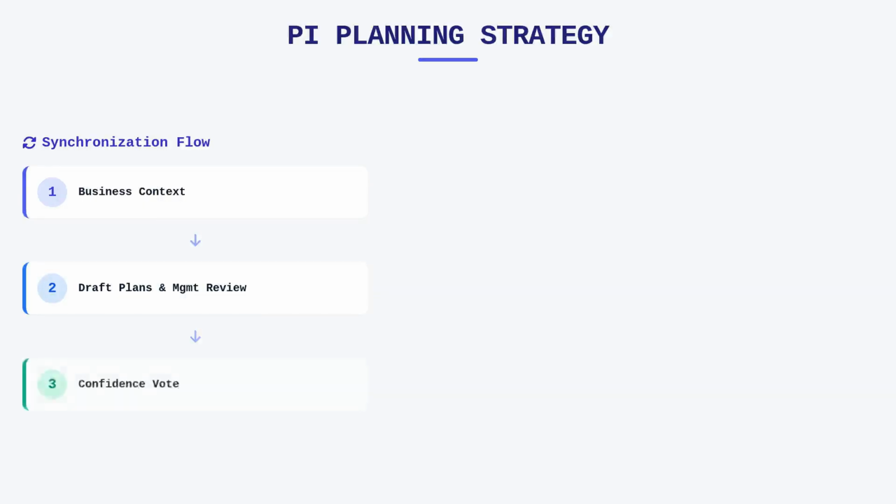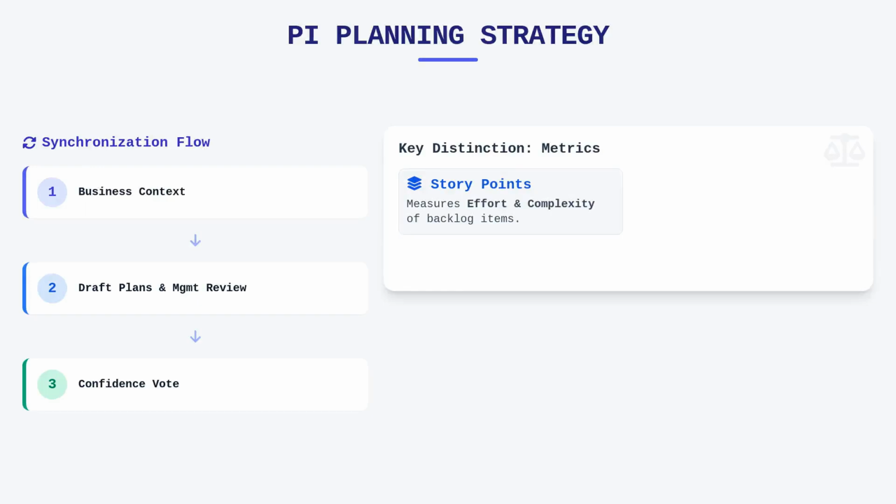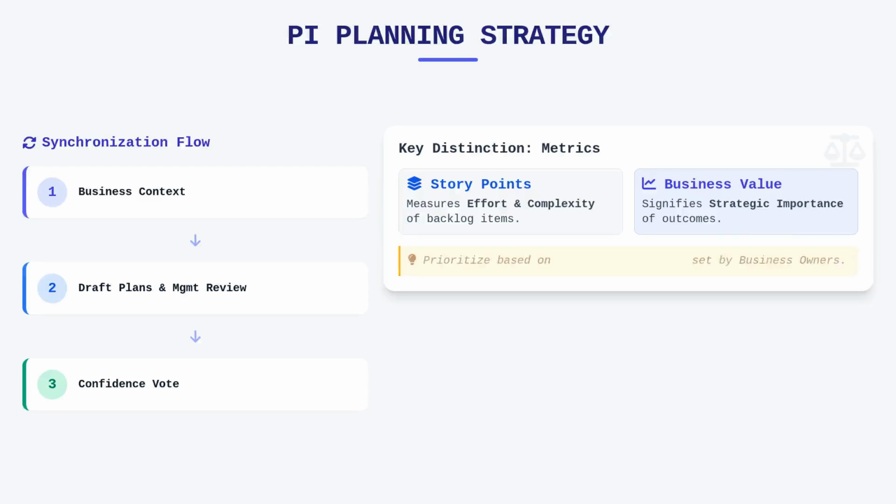A common pitfall is confusing the purpose of business value with story points. Remember that story points measure the effort or complexity required to complete a backlog item, while business value is assigned to PI objectives to signify the strategic importance of an outcome from the business perspective. If you're asked to prioritize, always look for the weight of the PI objectives as calculated by the business owners in collaboration with the teams.